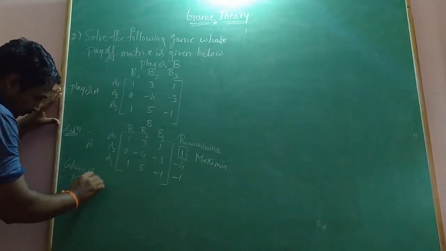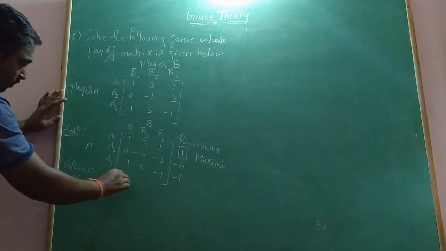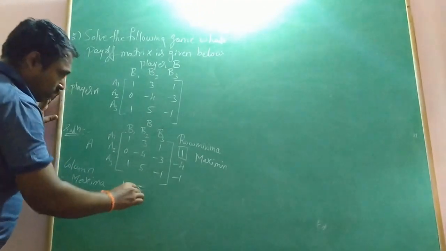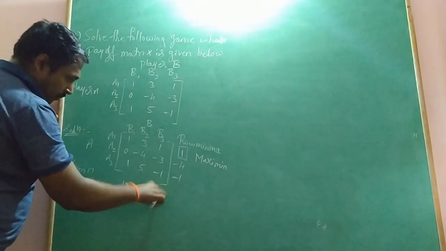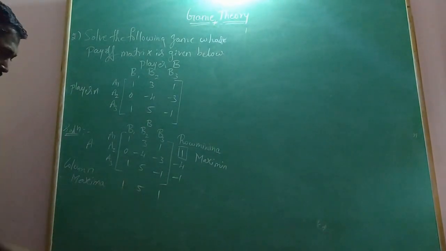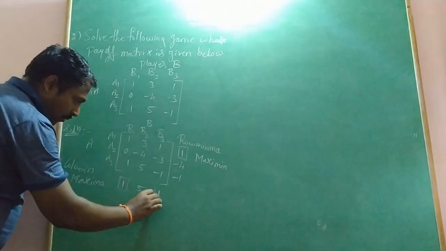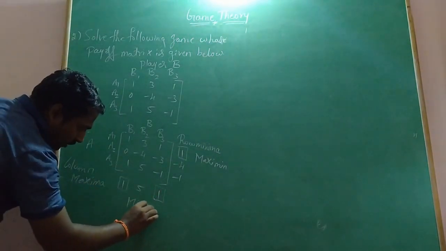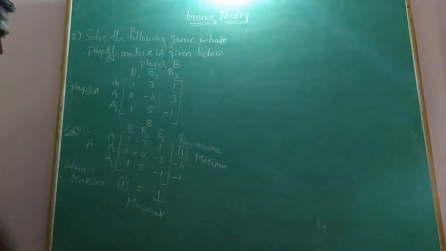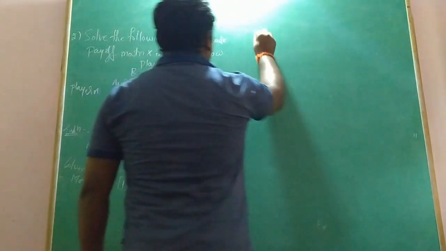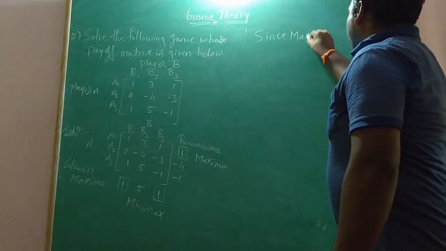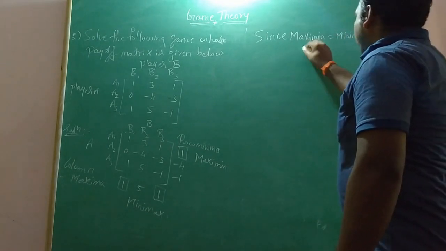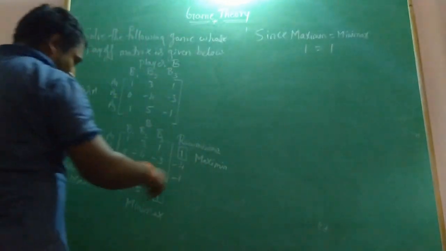The next, column maximum. For 1, 0, 1, the maximum is 1. For 3, -4, 5, the maximum is 5. For 1, -3, -1, the maximum is 1. Out of these maxima, the minimum is 1. Here also we have 1, here also we have 1. You have to put both, you have to put the box. Here you write minimax. Since maximin and minimax are equal, the maximin is 1 and minimax is also 1.